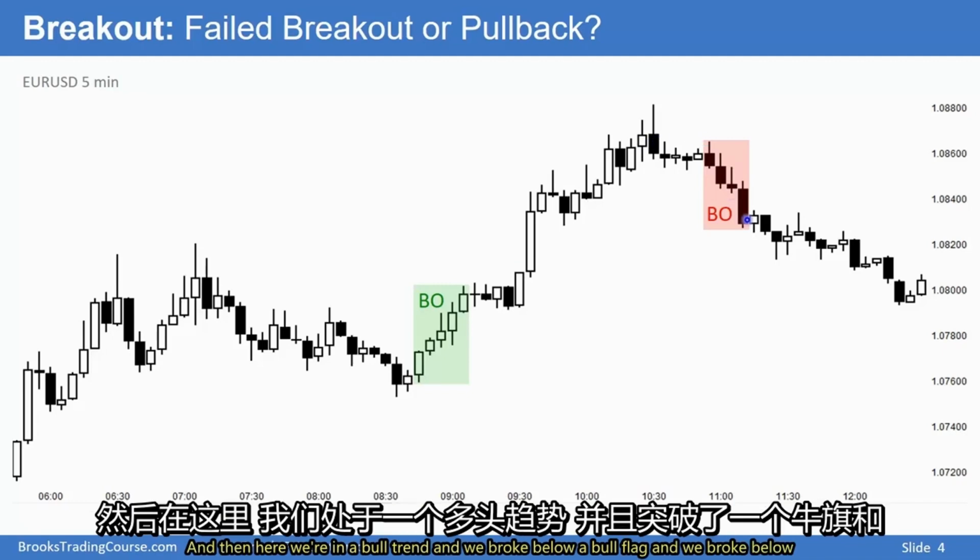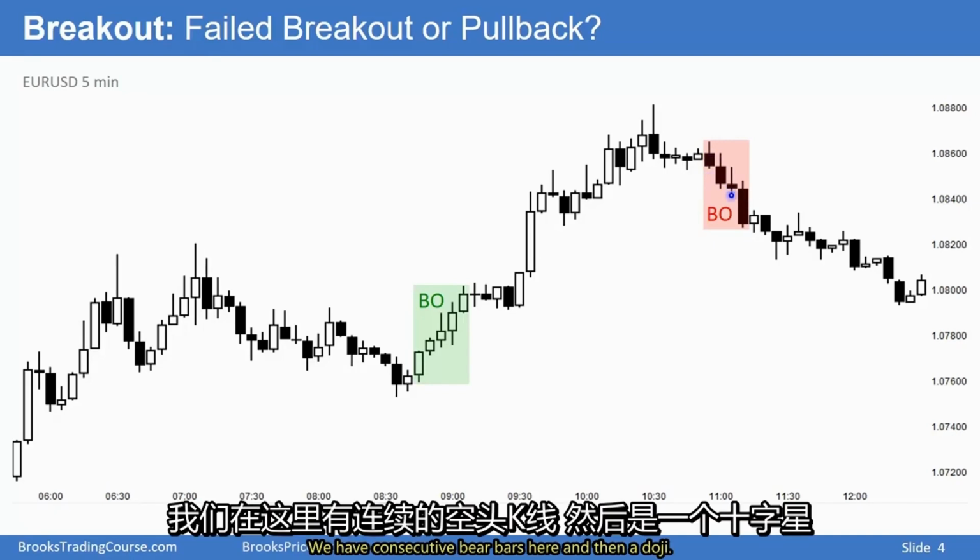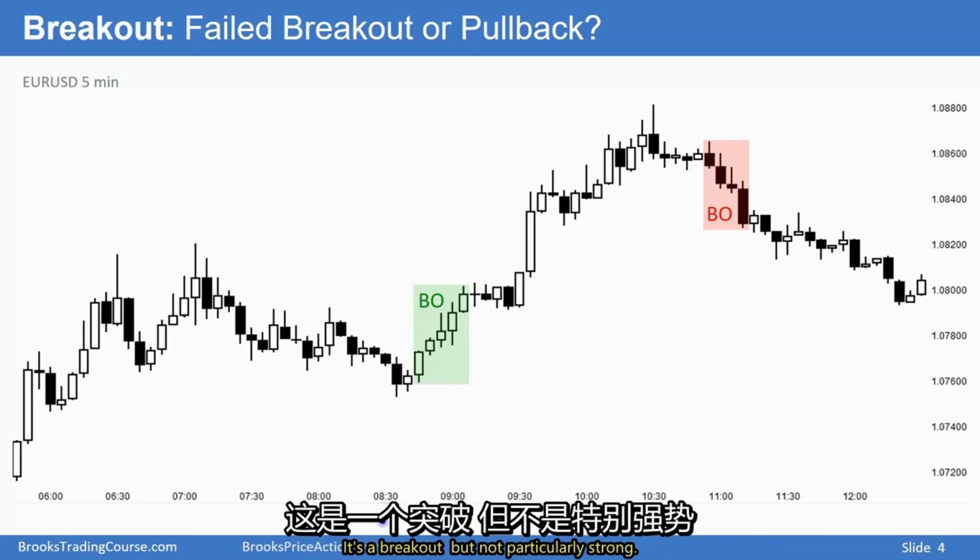And then here, we're in a bull trend, and we broke below a bull flag, and we broke below a bull channel. We have a bear breakout. 4 consecutive bear bars. None is especially big. This is pretty good. We have consecutive bear bars here, and then a doji. It's a breakout, but not particularly strong.